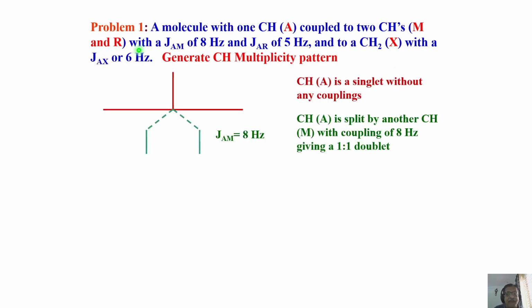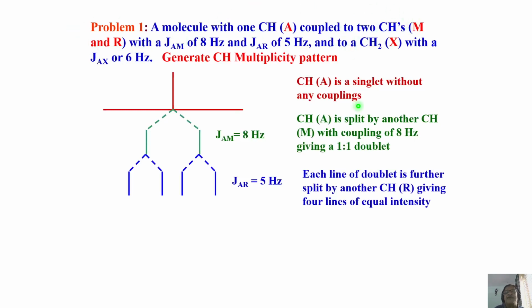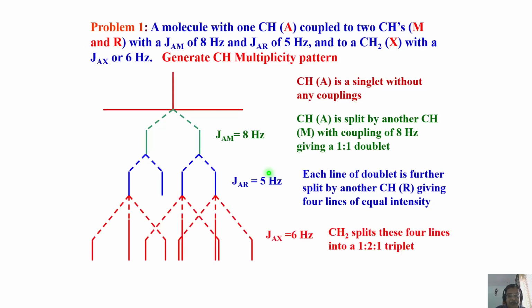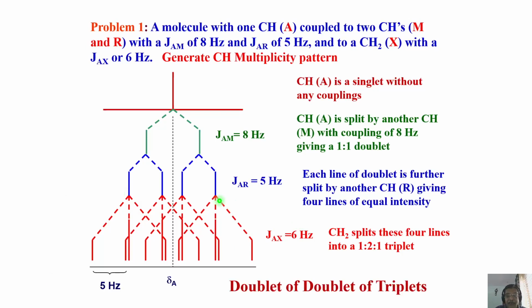The CH proton splits into a doublet because of one of the CHs, and each of them splits further into a doublet because of another CH, and each line of this doublet of doublets splits into a triplet because of coupling to the CH2 group. Essentially, as far as the CH group is concerned, the multiplicity pattern is a doublet of doublets of triplets.